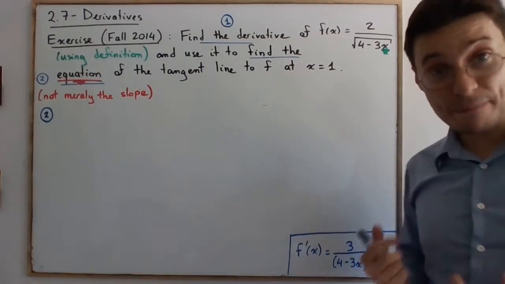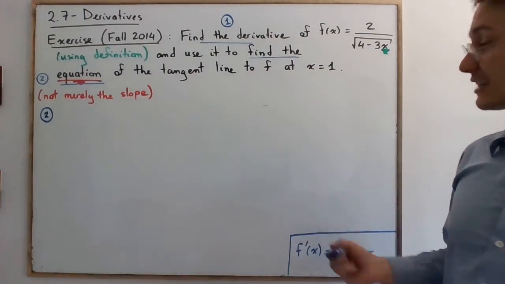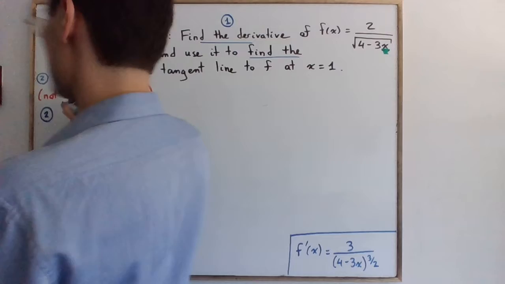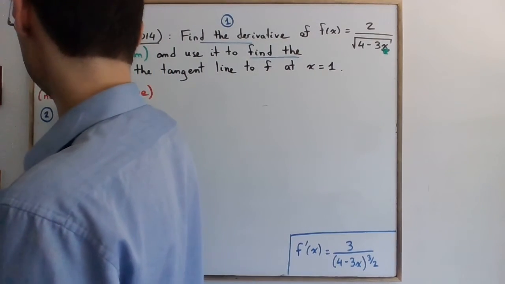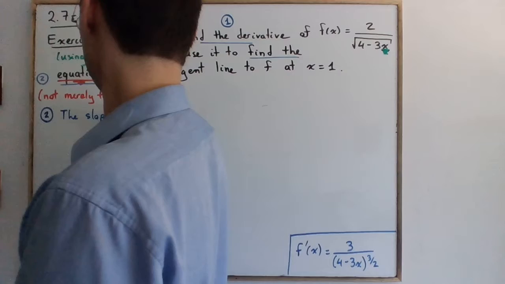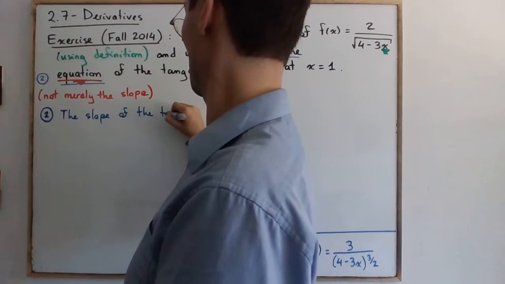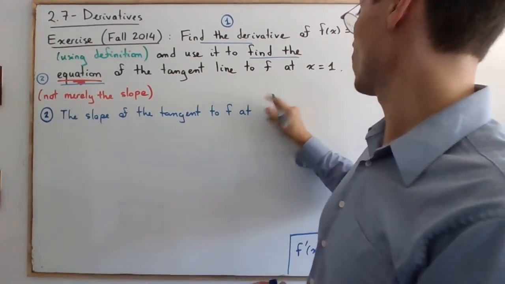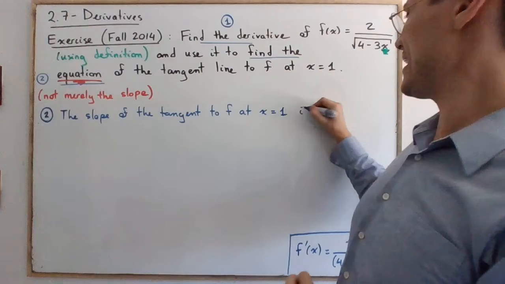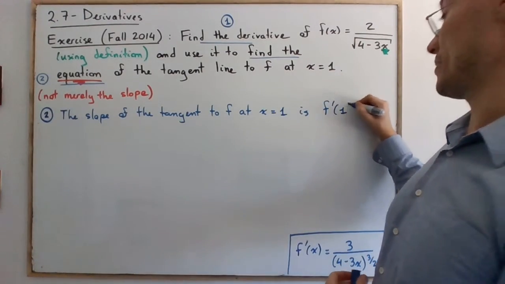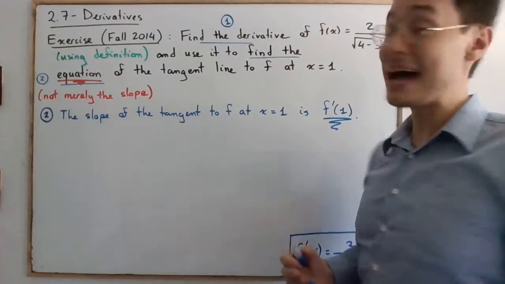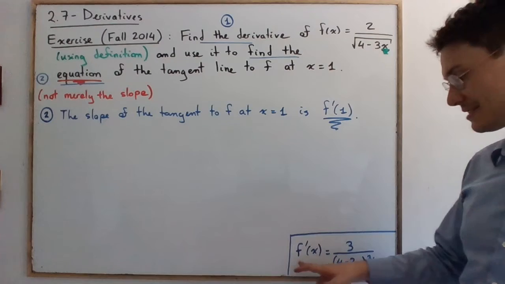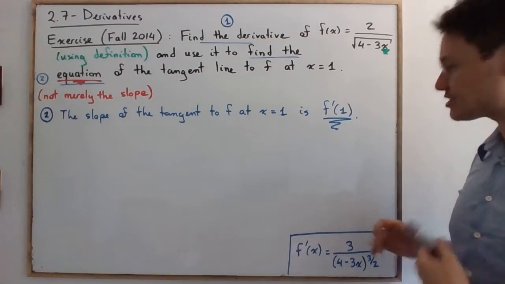Now, remember that the slope of the tangent line at x equals 1 is given by f prime of 1. Okay, so let's actually just state that first. The slope of the tangent to f at x equals 1 is f prime of 1. Okay? That we know already. And we know that the best way to do this is to get the entire derivative and just replace 1 in it.